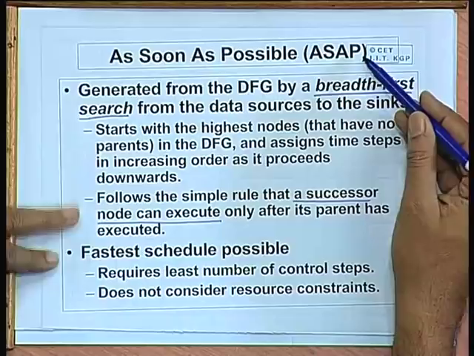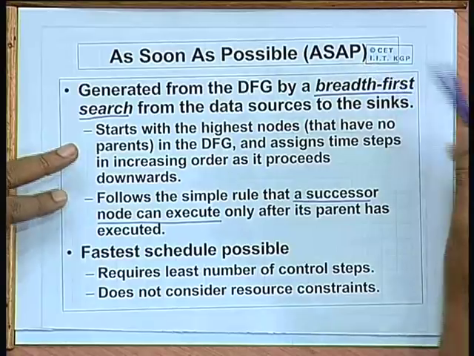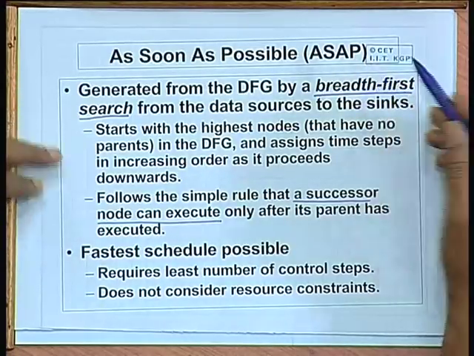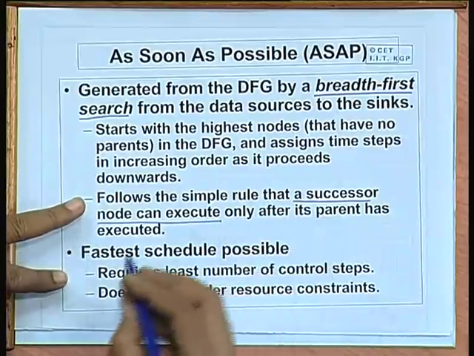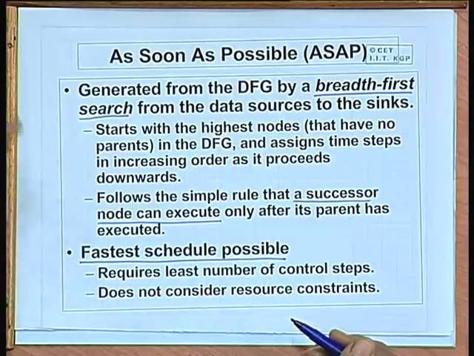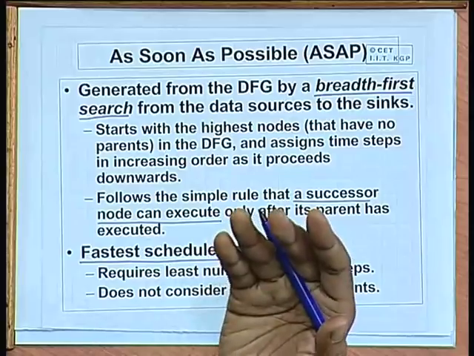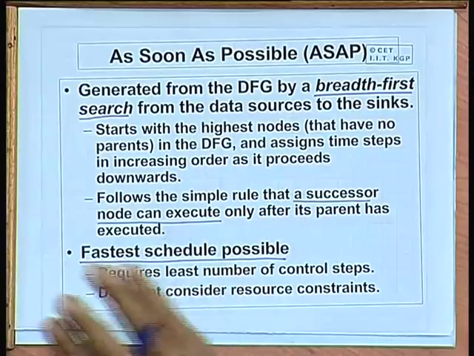The ASAP schedule as defined here works without any constraints. So, it is assumed that an unlimited or infinite amount of resources are available. Whichever operators can be allocated, you allocate it, and as a result, what you obtain is the fastest schedule possible, because starting from the source, you are trying to allocate an operation to a time step which is the earliest possible. So, although this is a greedy algorithm, the final schedule you get will be the smallest in terms of the total time required. Okay.